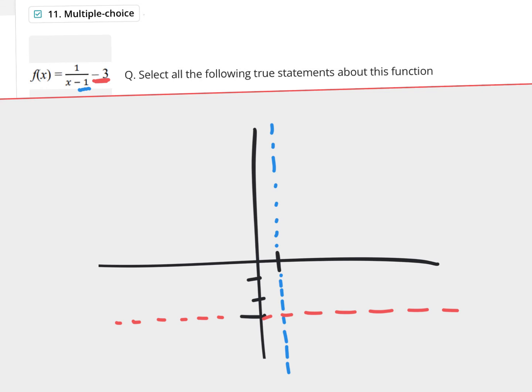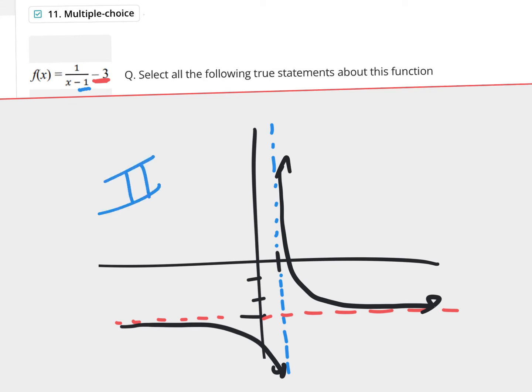And the a value is +1, so it does not get reflected over the x-axis. It's still down here and it's still up here. So I know that it's going to be like this, and it's going to be like this. So going back to that question, the truth would be that it does not cross through quadrant 2, right? It goes through quadrant 1, quadrant 3, quadrant 4, but it'll never touch quadrant 2.